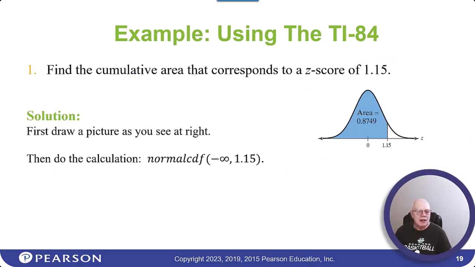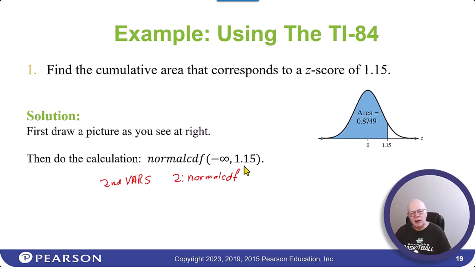So we want this normal CDF. So let's start almost at the center. I'm going to go to second bars to get to the distribution menu. I'll pick up number 2, which is normal CDF. Now, what do I put in?